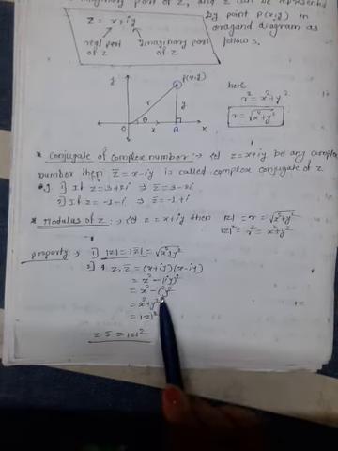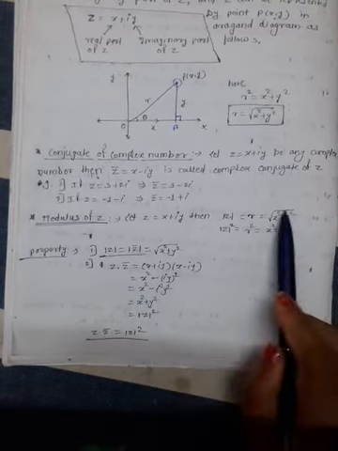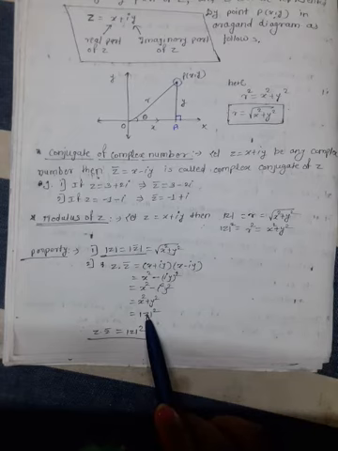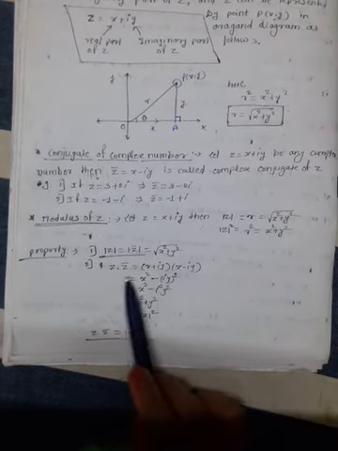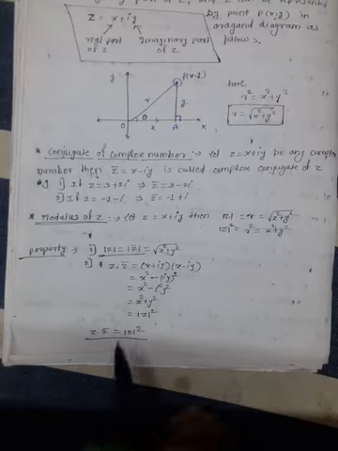We get x square minus minus plus y square, that is x square plus y square. And what is this? This is mod of z square. Taking square on both sides, that's why z into z bar is equal to mod of z square.